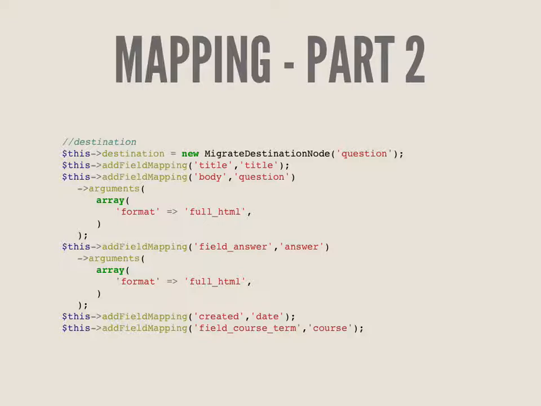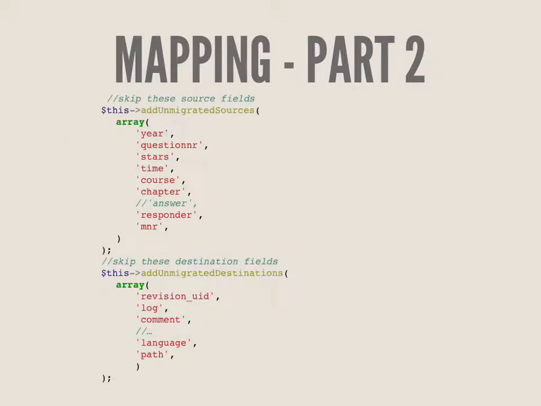And some other mappings as an example. For instance, the created property of the question content type gets the information from the date column, and so on and so on. You don't always need to map everything. For instance, there were some columns in my input file that were redundant for the question content types, so you can just add them to the add unmigrated sources. That just means, well, these columns, I know they are available, but I will not use them.